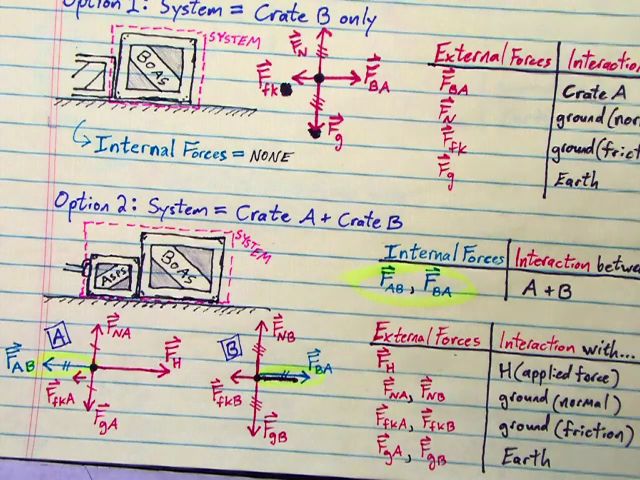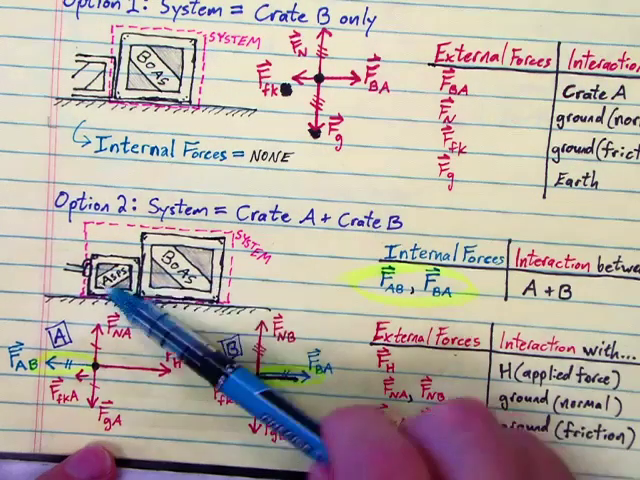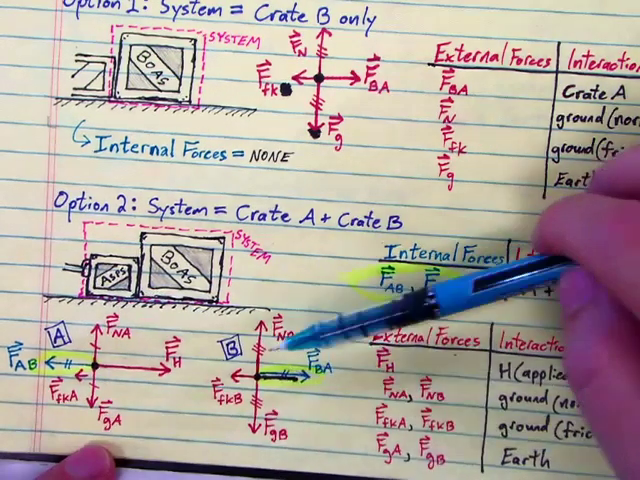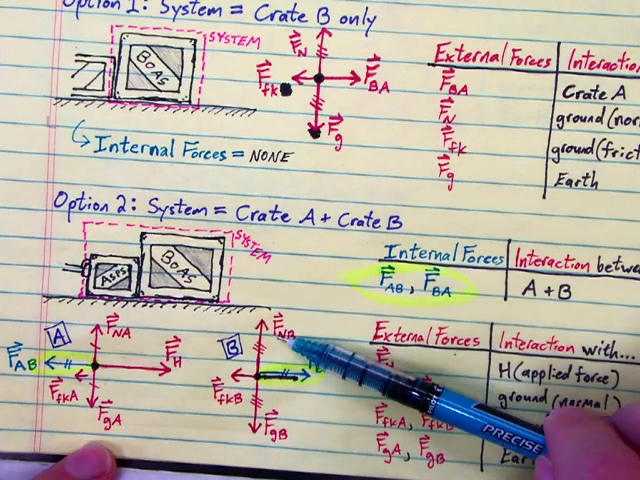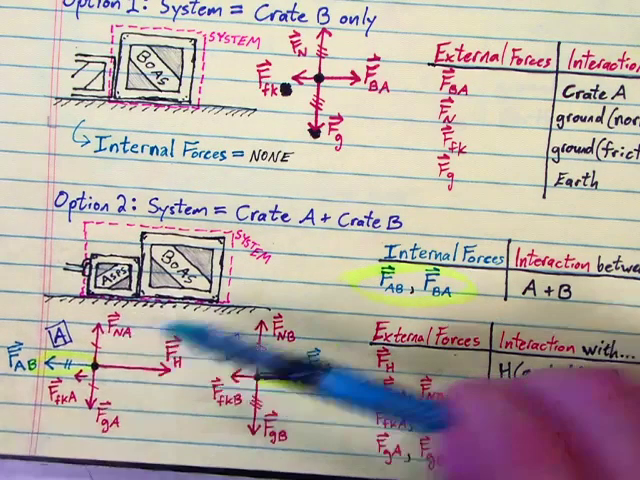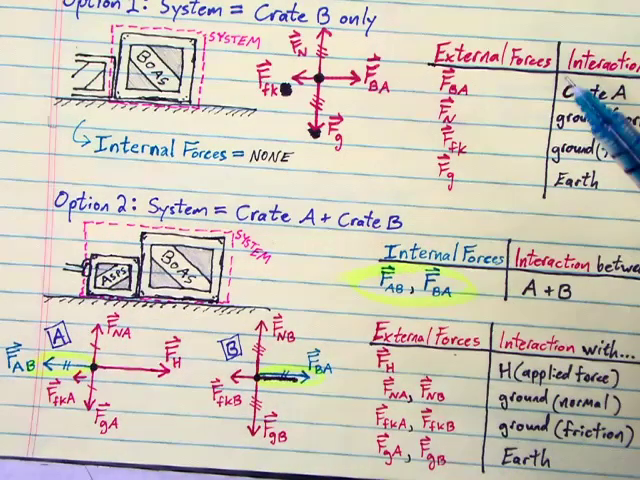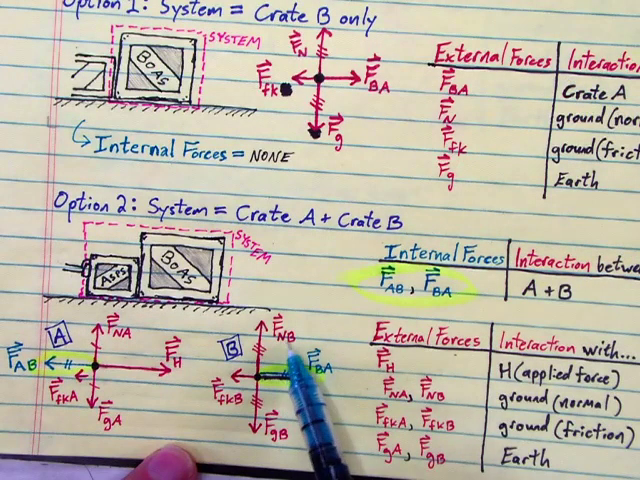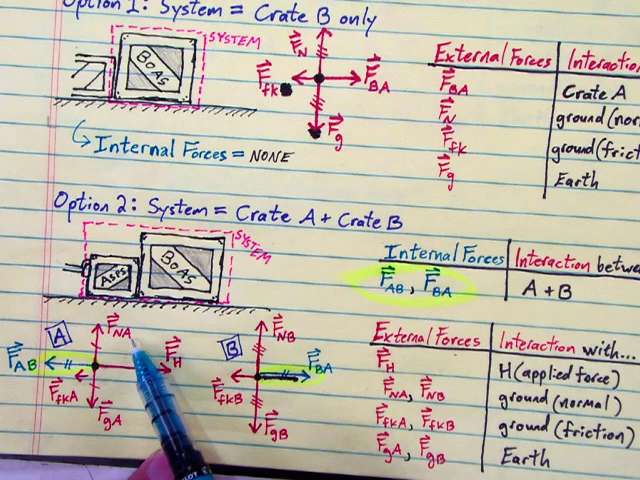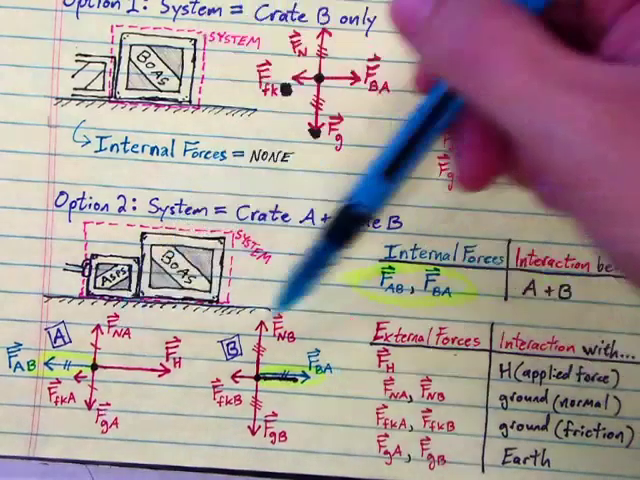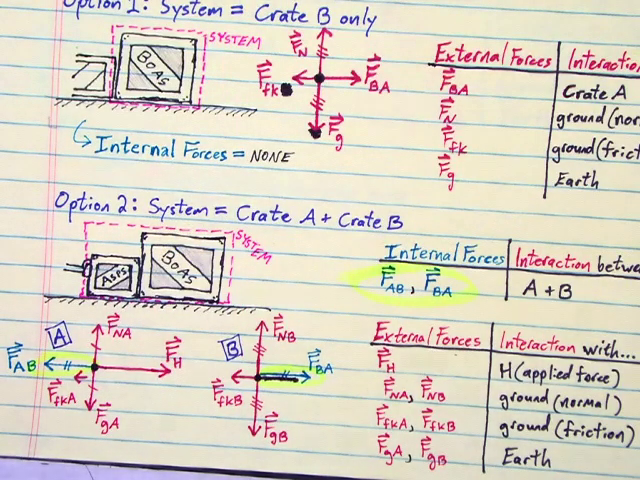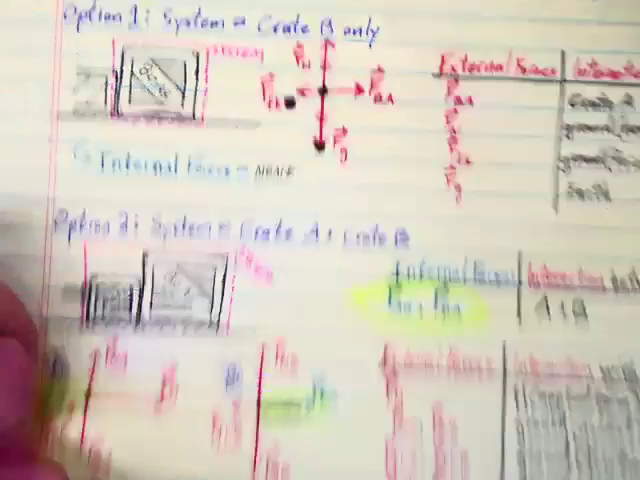Note also, now that we have multiple objects to do FBDs for, we have to be more specific in the subscripts on these forces. Instead of just saying Fn and Fn for the normal forces, we have 2 different normal forces, so to distinguish them, I say Fnb and Fna. Likewise, for these 2 forces of gravity, Fgb for the force of gravity on B, and likewise Fga for the force of gravity on A. So you'll have to be more specific in the subscripts. Okay, option 3 for this scenario.